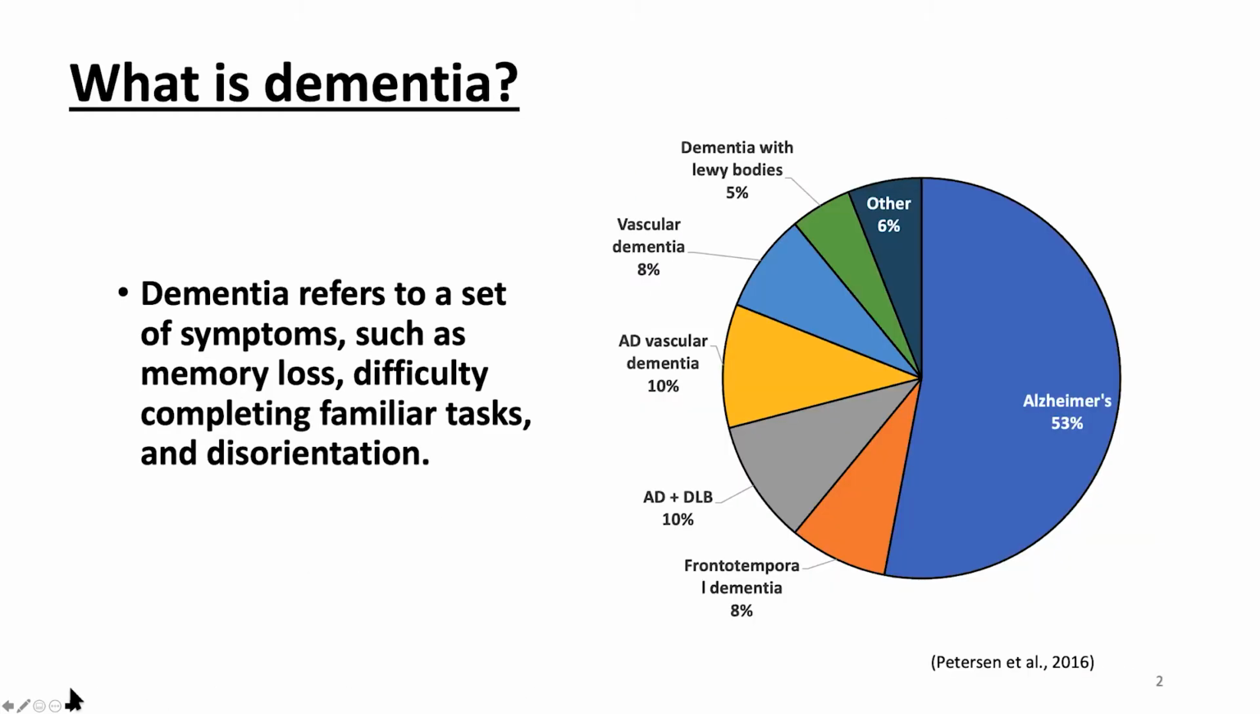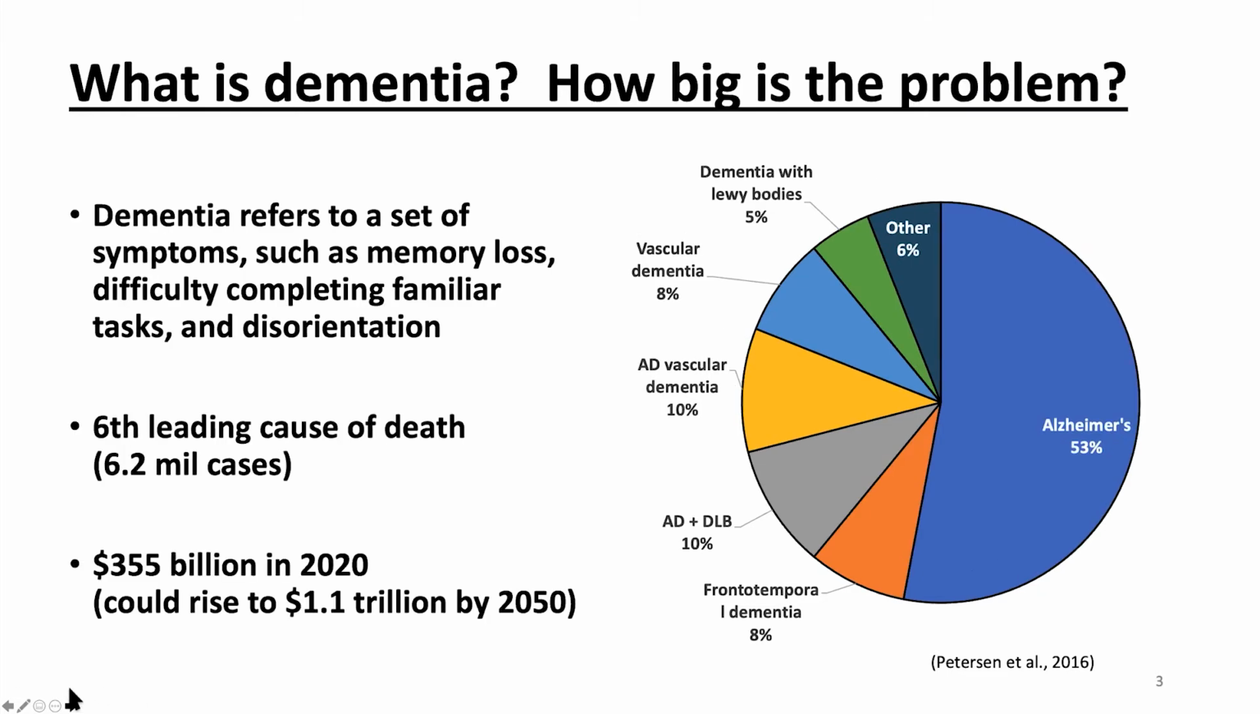So to start, dementia is really a huge problem in the world, and it refers to a number of different symptoms, such as memory loss, difficulty completing familiar tasks, and being disoriented. Dementia is a huge cause of death around the world. In the US, it's 6.2 million cases, the sixth leading cause of death. It's also extremely expensive to treat because people can persist for several years in really dysfunctional states. And we're all familiar with this. I think probably everyone has some individual in their family who's suffered through dementia at some stage.